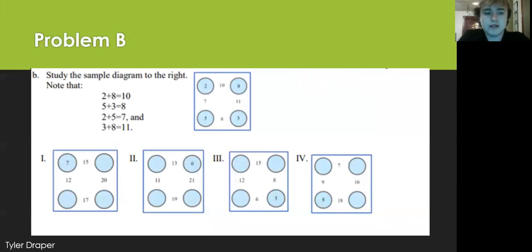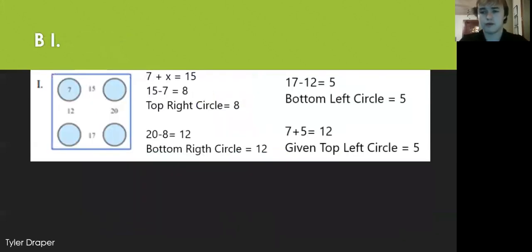All right, problem B, study the diagram to the right. 2 plus 8 equals 10, 5 plus 8 equals 13, 2 plus 5 equals 7, and 3 plus 8 equals 11. So basically what we see in this problem here is that the 2 blue dots add up to the amount that's in the very middle. For instance, 2 plus 8 equals 10. We'll do problem 1 first.